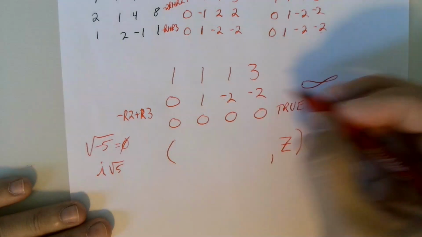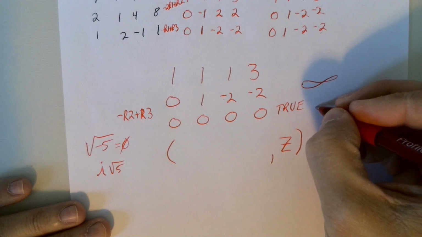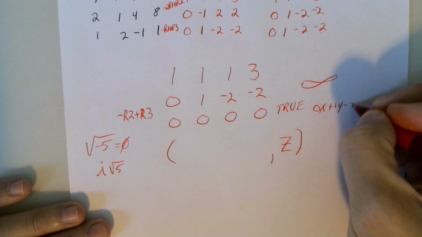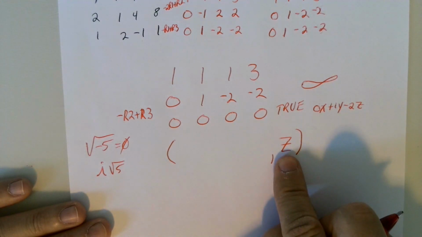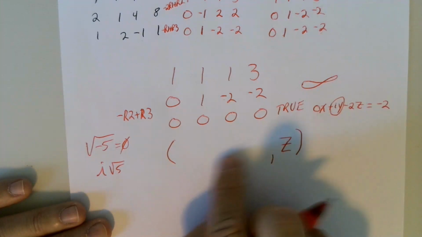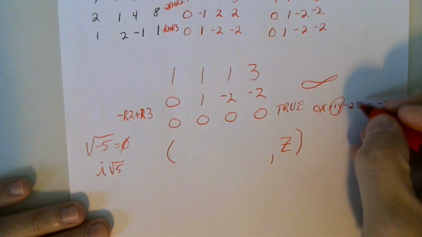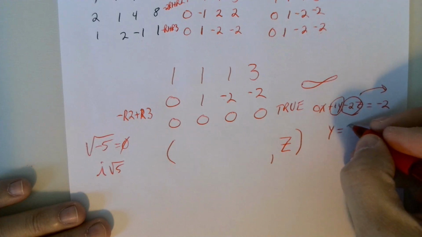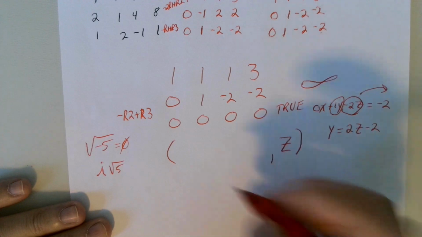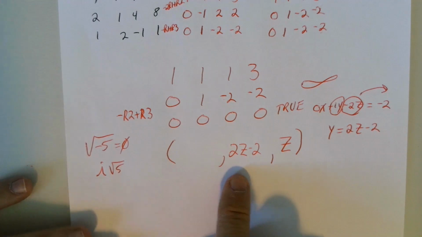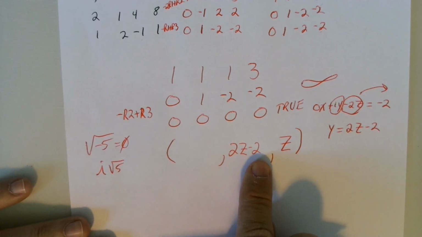Here we go. So I'm going to plug it into this next line right here. So this next line would be 0x's plus 1y minus 2z. And remember, z is z, right? Equals negative 2. So now I'm going to solve for y because I'm trying to get the y, the missing one right here. So what do I do? I move this 2z over, and I get y equals 2z minus 2. And that is what y is. So now I have that expression, 2z minus 2.